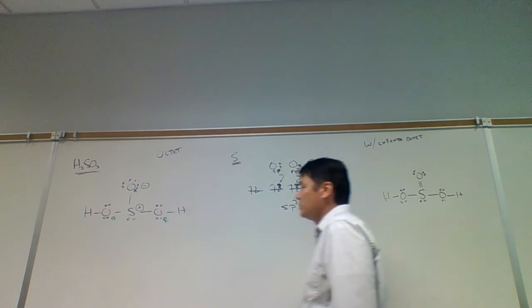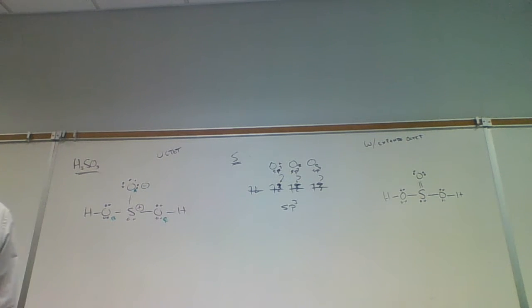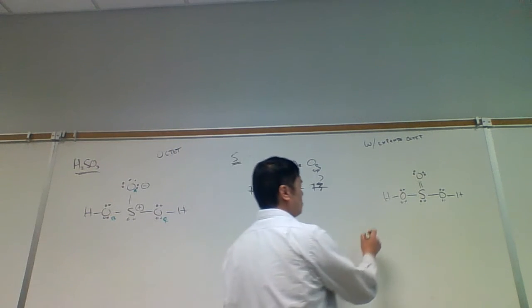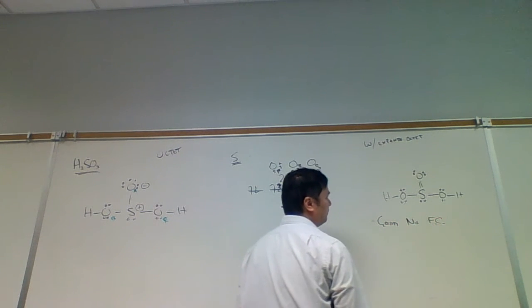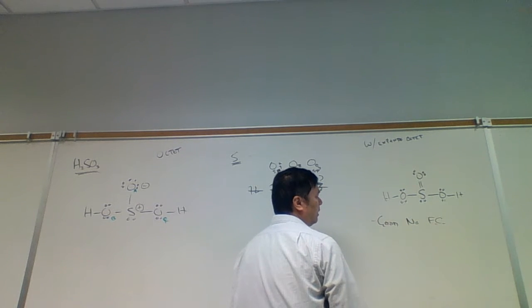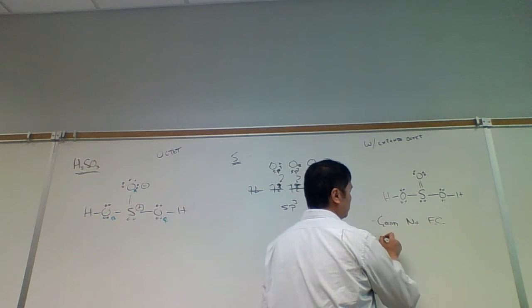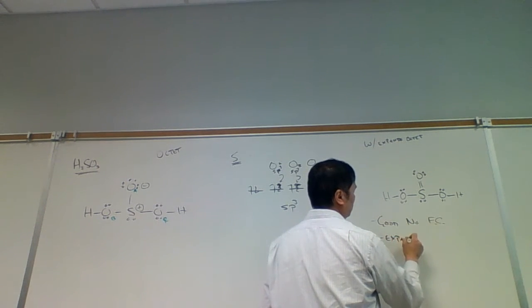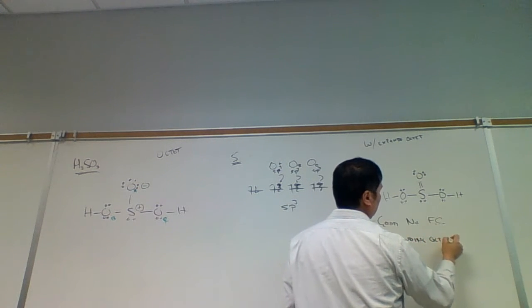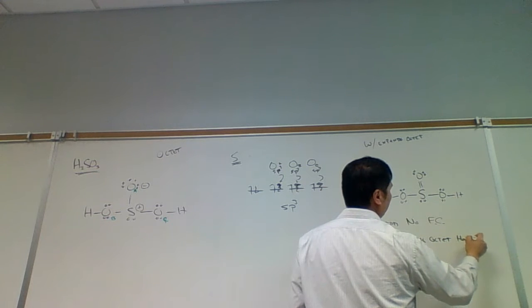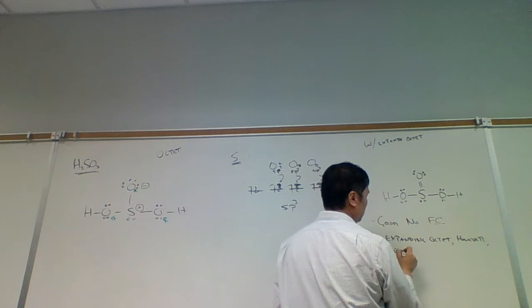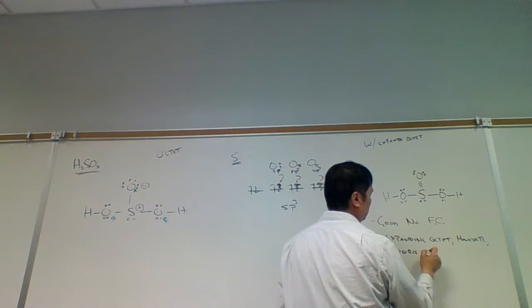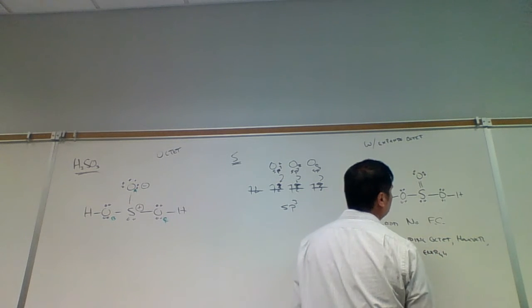The good thing about the expanded octet is there's no formal charge, so that's good. All of them are 0. But it requires expanding the octet, which requires energy. You know, it comes at a cost. Expanding the octet, however, requires energy, i.e., we have to promote electrons.